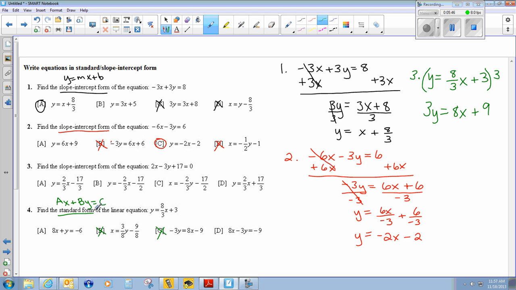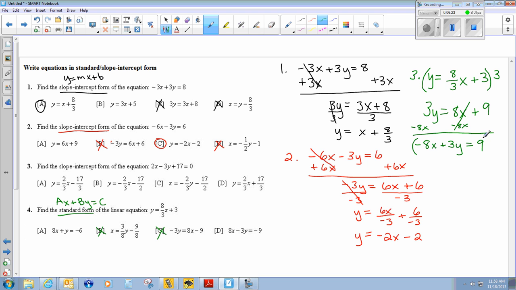Almost done. We want it in standard form, so we want the x and the y to be on the same side. So I'm going to subtract 8x from both sides. In standard form, we have the x term first, so I'll write negative 8x. And then we have this 3y, which was positive 3y, equals, those are canceled out, so it just equals 9. Well, I noticed that this is not an answer choice, is it? They have 8x, they don't have negative 8x.